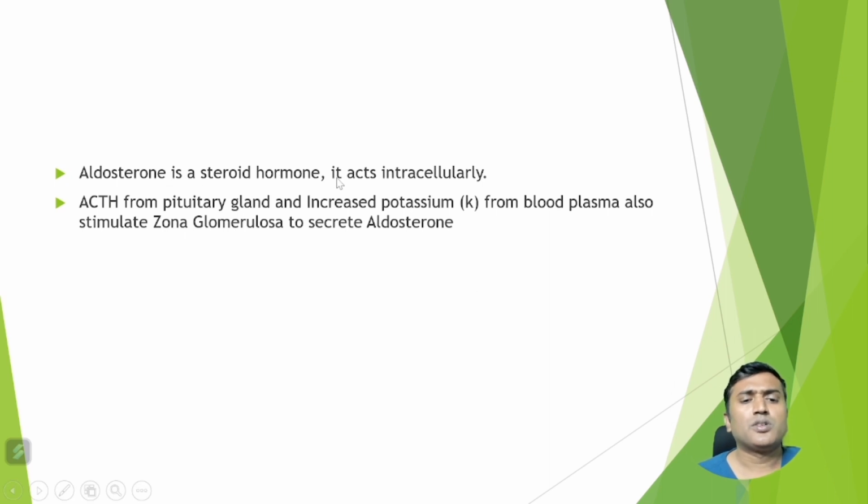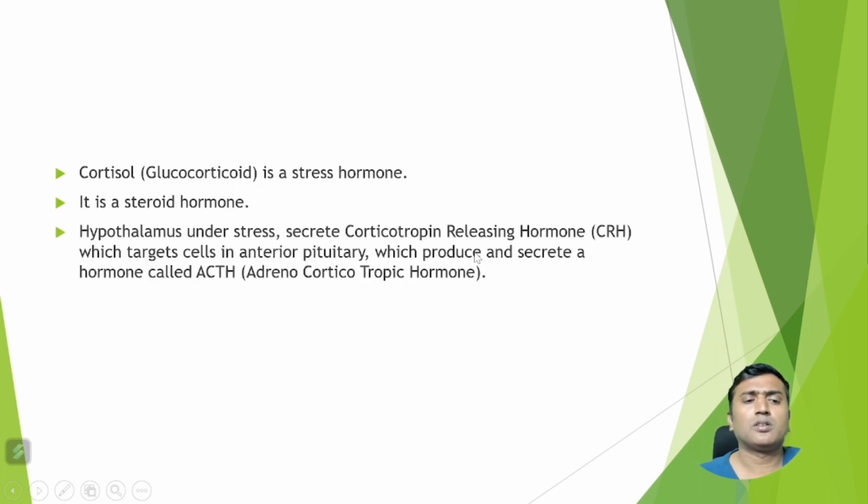So aldosterone is a steroid hormone. It acts intracellularly. ACTH from the pituitary gland and increased potassium from blood plasma also stimulate the zona glomerulosa to secrete aldosterone. Now we are going to see cortisol, which is a stress hormone. It is a steroid hormone. The hypothalamus under stress secretes CRH, which targets cells in the anterior pituitary, which produce and secrete a hormone called ACTH.